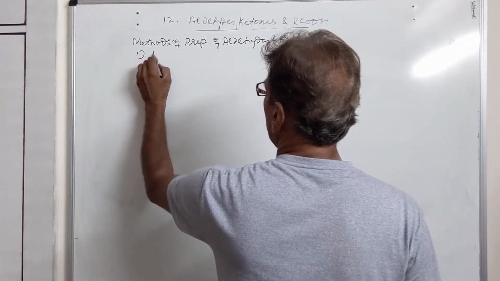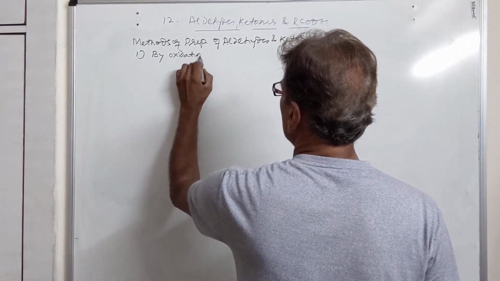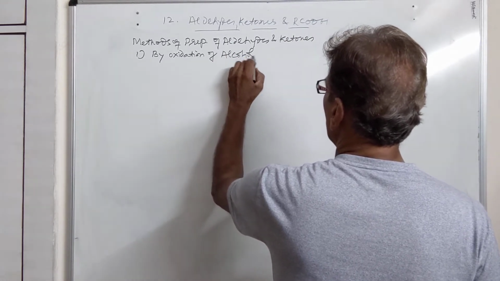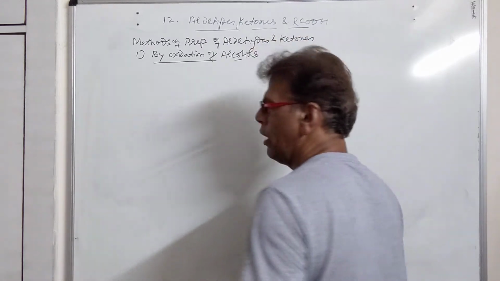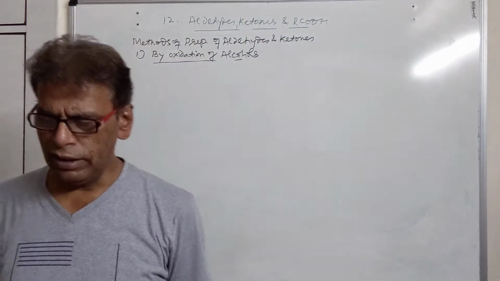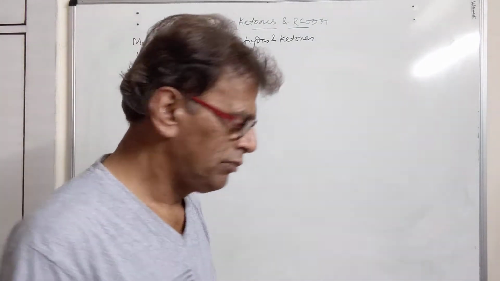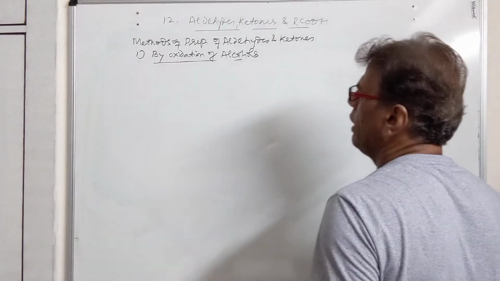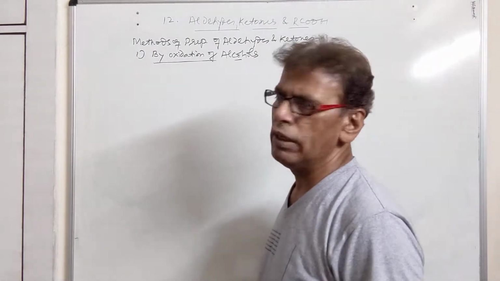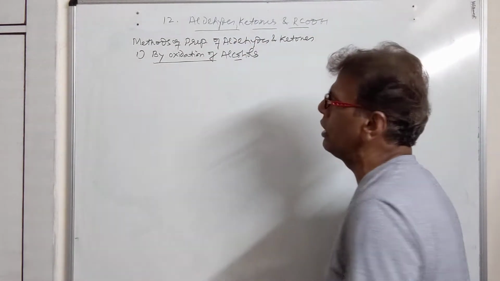First method is by oxidation of alcohols. When alcohols are oxidized with alkaline KMnO4 or acidified potassium dichromate, then they produce aldehydes and ketones. But in this case, as soon as the aldehyde and ketone are formed in the reacting vessel, they should be taken out, otherwise they will get further oxidized to carboxylic acids.